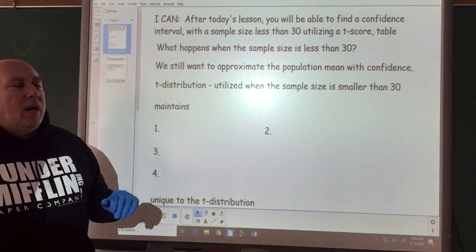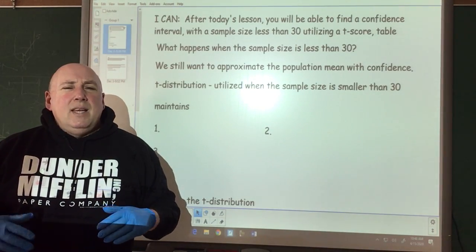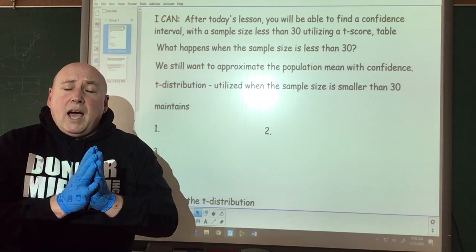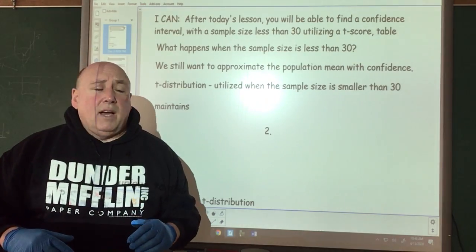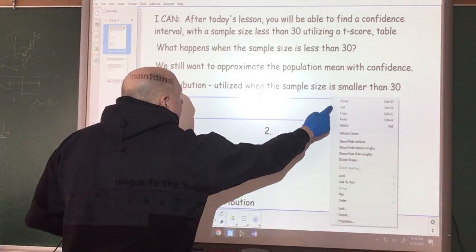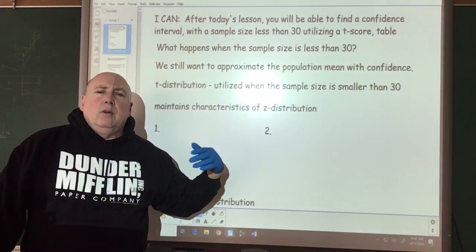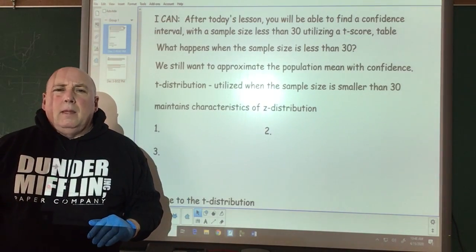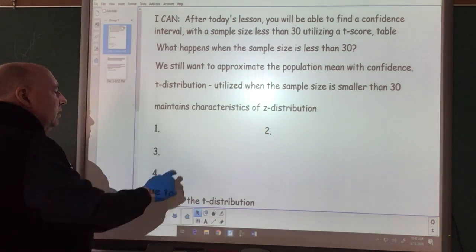But you'll see with our confidence levels and our confidence interval, it's going to be the same. It's just how we find that z for the confidence interval. How do we determine that value now? We use the idea of a t-value. We maintain characteristics of our z-distribution. Those characteristics we'll still maintain. It's still the same idea, but we now deal with a family of curves.